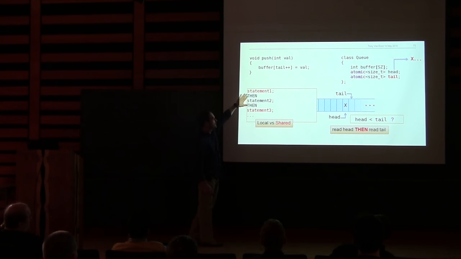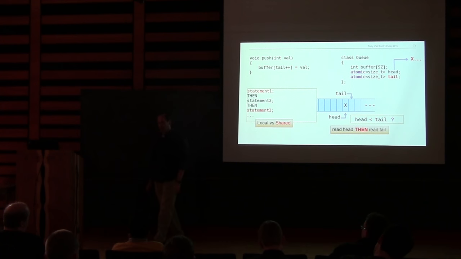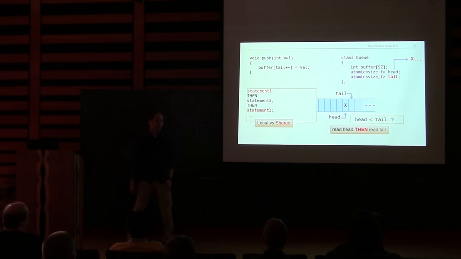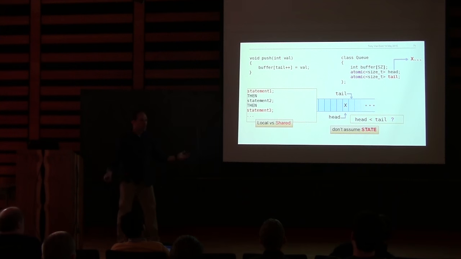You can get away with statements one after the other when the statements are using local variables. It's when you start touching your shared variables, variables that are shared across threads, that you have to worry about read head, then read tail, because that first read is old and useless now. So basically, between two lines of code, you can't assume the state that you just looked at. Whatever you thought was the state of the world, that's not the state of the world anymore when you get to your next line of code.